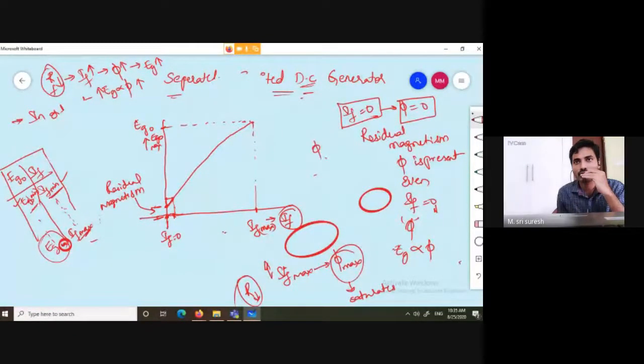The flux is constant, so what happens to EG? According to the EMF equation of a DC generator, EG is directly proportional to flux. If the flux is constant, EG0 will also be maintained as constant. So after this point, if we increase the current, the flux is maintained as constant because flux is saturated, and EG0 will remain constant. So this is the open circuit characteristic.